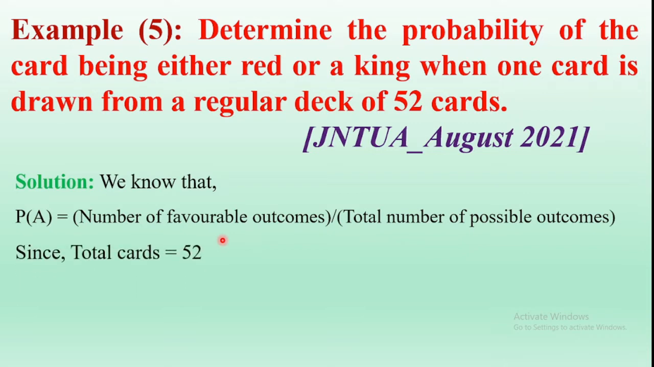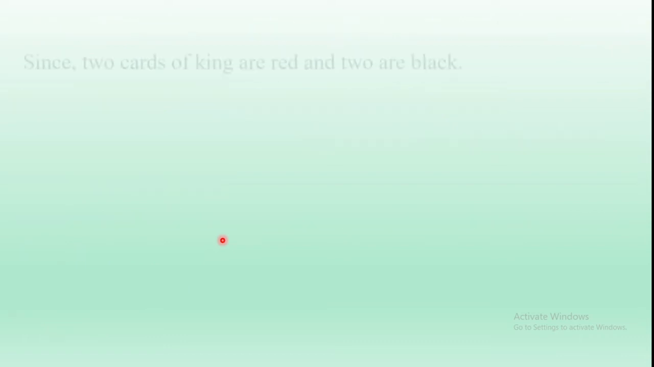Now here we want to find the probability of getting either a red card or a king card. Out of 52 playing cards, there are 26 red cards. And out of 52 playing cards, the total number of king cards is 4. Okay, either red or a king.